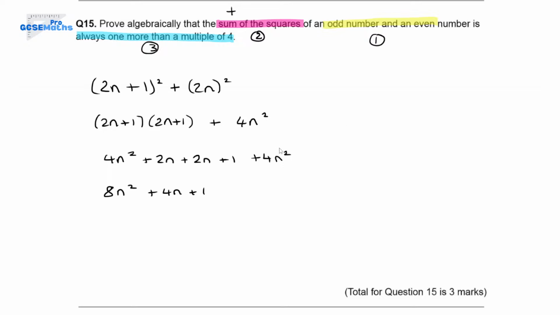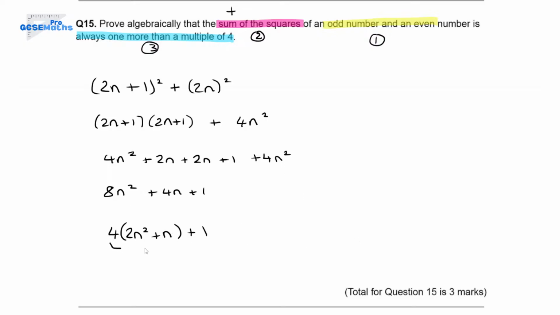Now, algebraic proof, again, depends on the question, but I think a lot of the time is some kind of factorizing at the end, and you just factorize depending on what you're trying to prove. So what I would do here is I would factorize out 4 because I want to prove it's a multiple of 4, but I'm only going to factorize it out of the first 2 terms. The reason being is because then I get this plus 1 at the end.